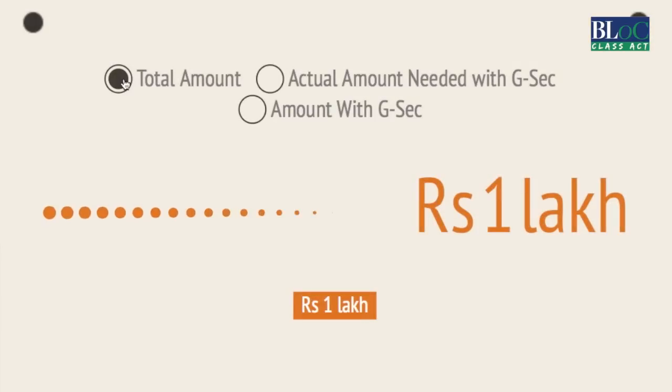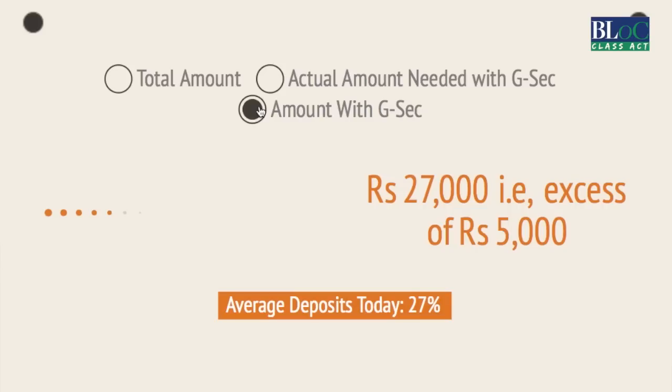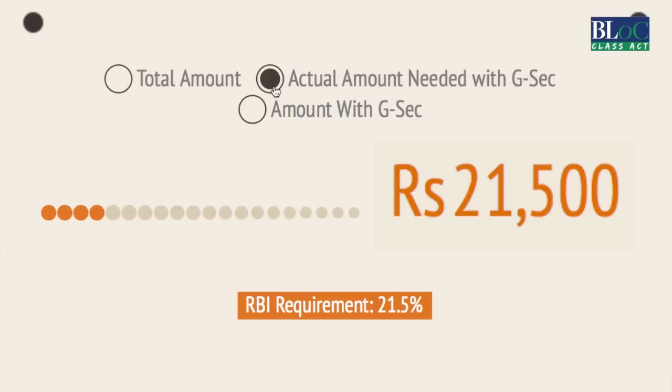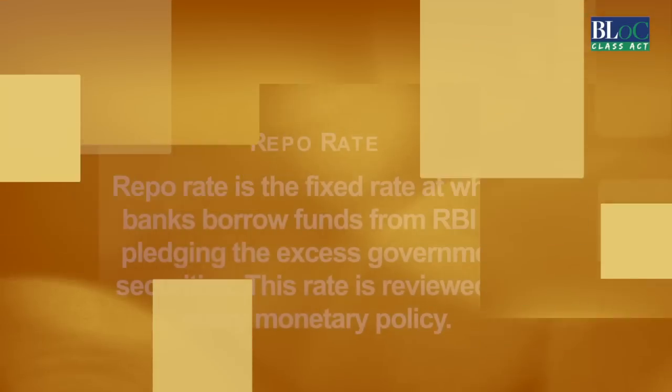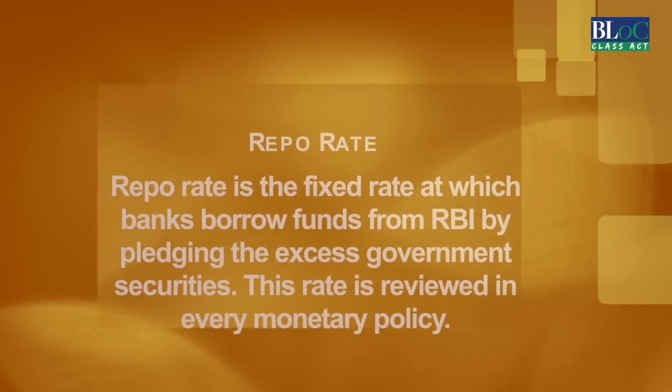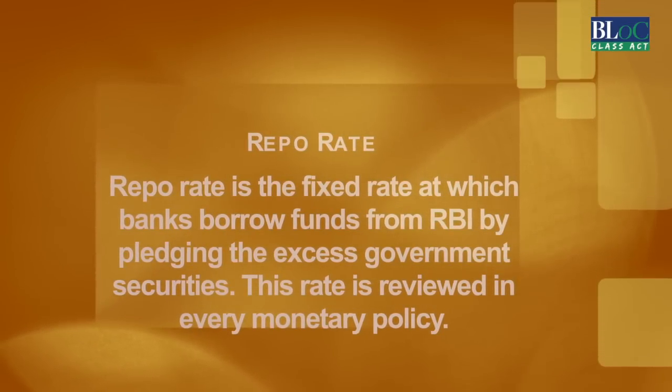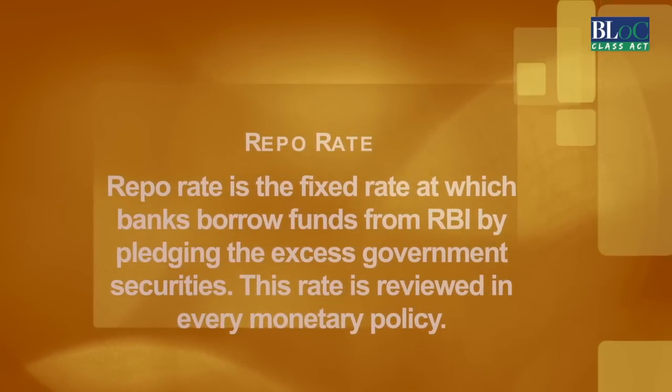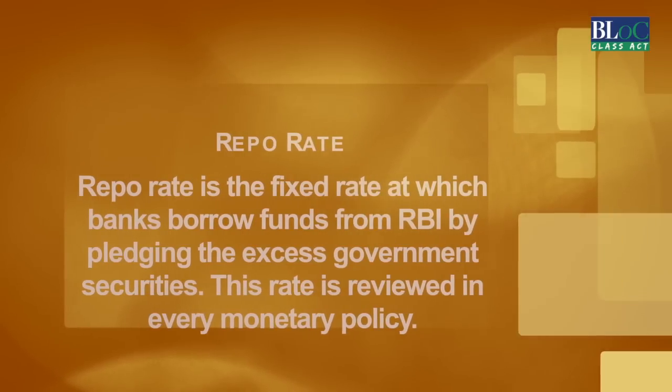Say for instance, a bank has a deposit of a lakh of rupees. It sets aside about 27,000 rupees in government securities. This is more than 5,000 rupees that they really need to maintain under the RBI's requirement. Banks can pledge these extra securities with the RBI. This is where repo rate comes into play. The repo rate is the fixed rate at which banks borrow funds from the RBI by pledging their excess government securities. This is the rate which is reviewed in every monetary policy.